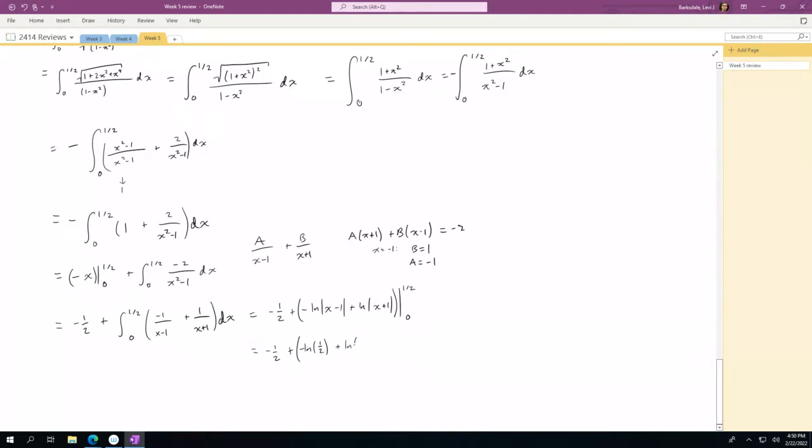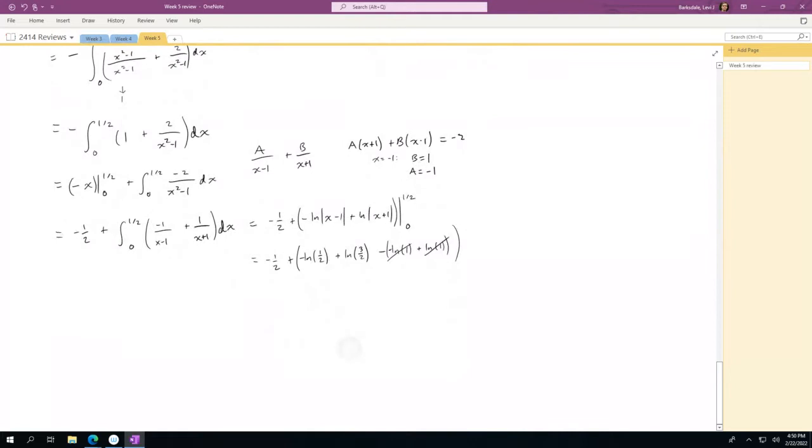And then we have plus the natural log of 1/2 plus 1, which is 3/2, minus the natural log of 0 minus 1 is -1, plus the natural log of 0 plus 1 is 1 again. So these are both 0. We can ignore them. And what we're left with is -1/2 plus the natural log of 3/2 minus the natural log of 1/2. And remember, difference of logs means we can take them and rewrite them as a quotient.